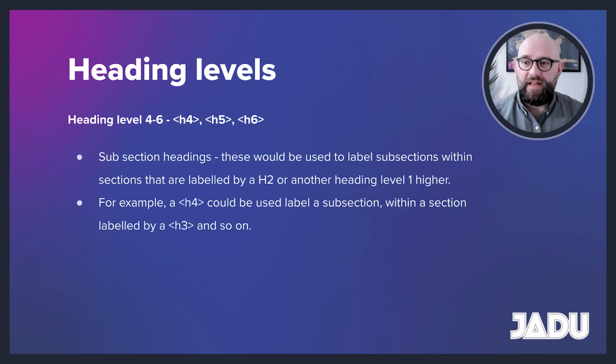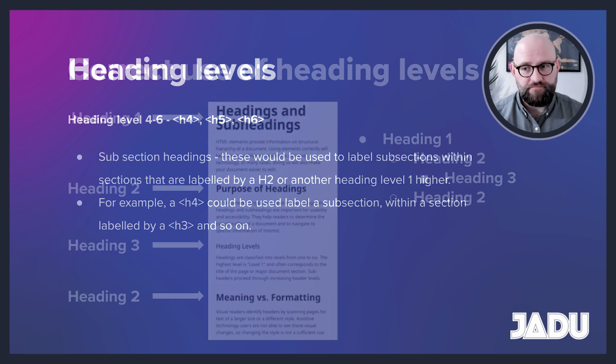We then have heading level 4 to 6, a H4, a H5 and a H6. You can think of these as additional subsection headings. These will be used to label subsections within sections that are already labelled by H2 or another heading level one higher. For example, a H4 could be used to label a subsection within a section labelled by a H3, and so on.